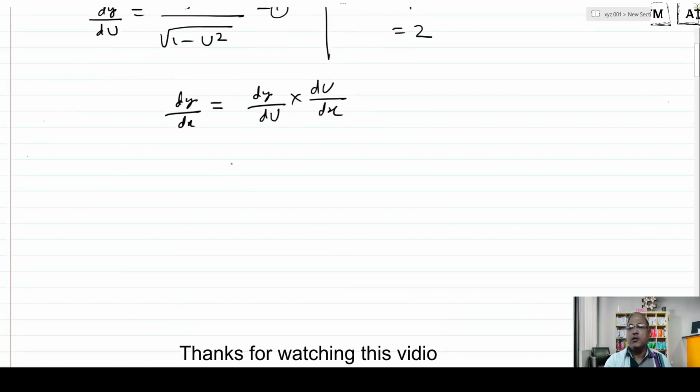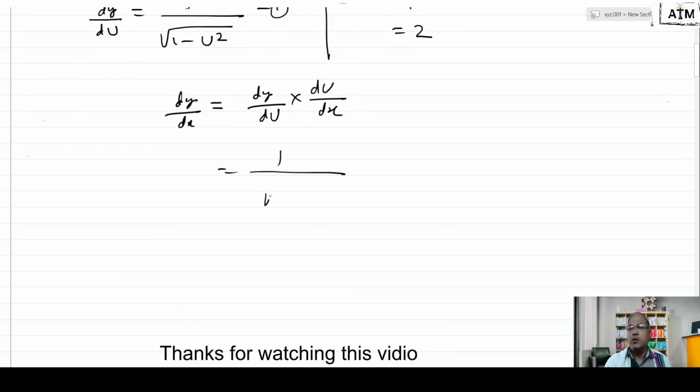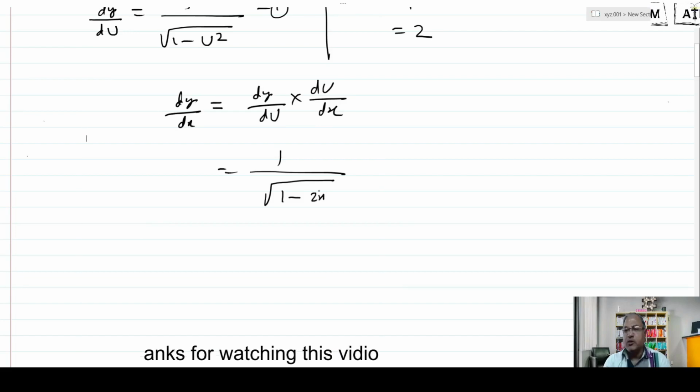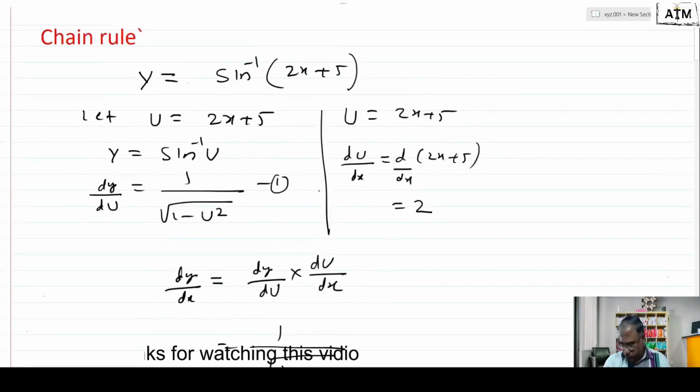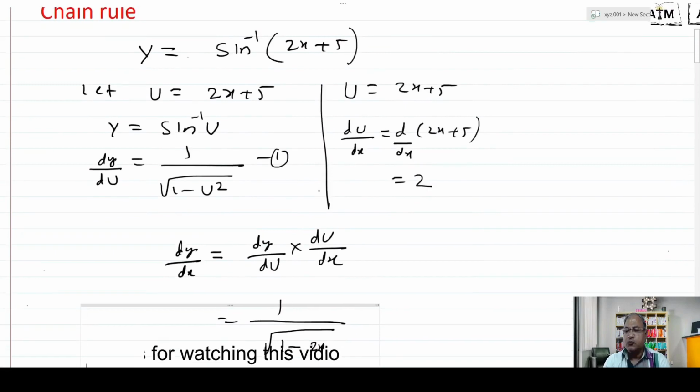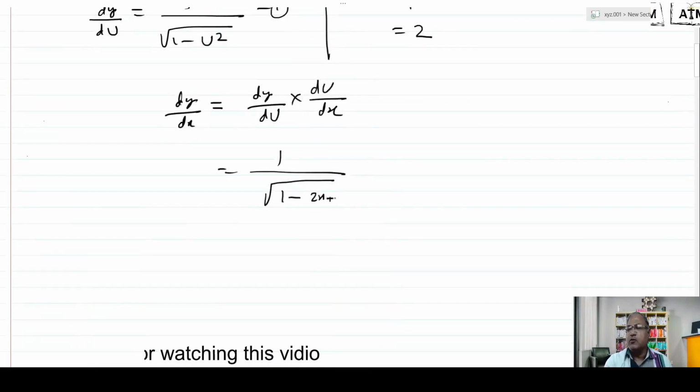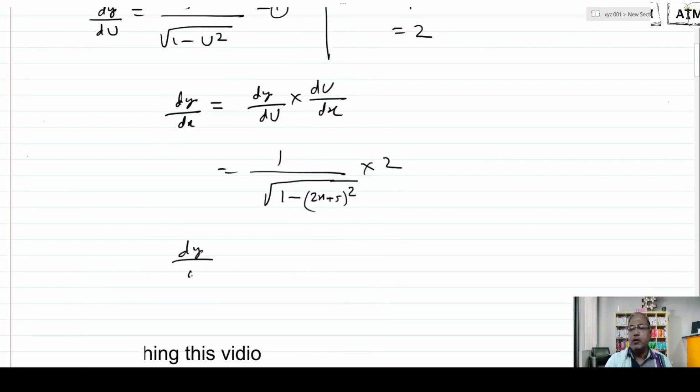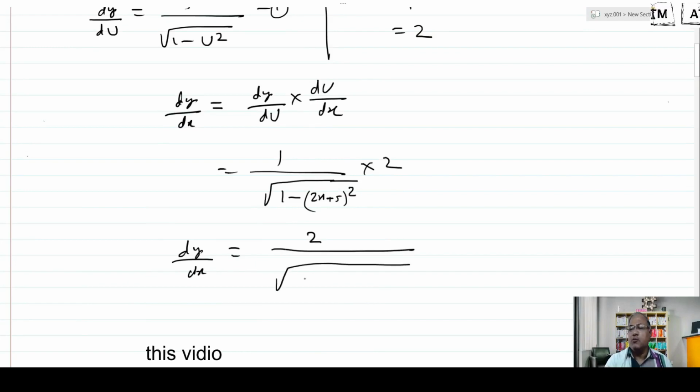So that is equal to 1 upon under root of 1 minus u square. What was u? u was 2x plus 5. So putting 2x plus 5 here, 1 minus 2x plus 5 whole square, into 2. So therefore dy by dx equals 2 upon under root of 1 minus 2x plus 5 whole square. This is the required answer.